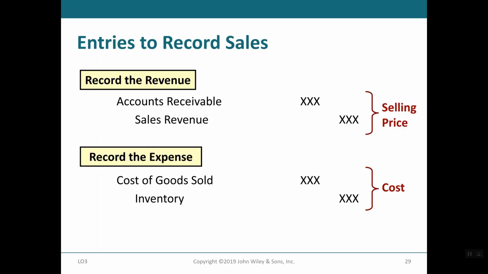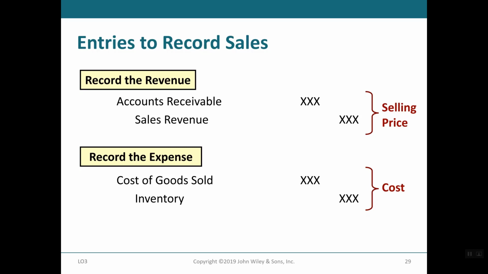How do you record a sale? We have 2 different sets of recording. The first is that we're going to record revenue: accounts receivable, because you sold and have not yet received money for it, and then the sales revenue. And then we're going to record the expense. Again, under the perpetual system, we take into account the cost of goods sold with every single sale.